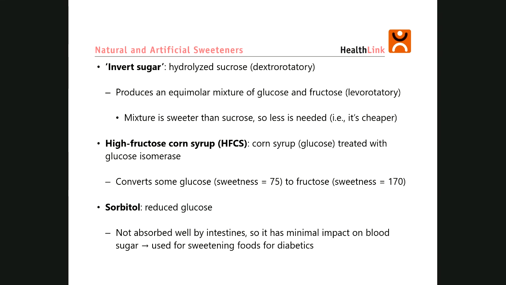So let me just talk a little bit about these items that were on some of these lists, just to give you some information.